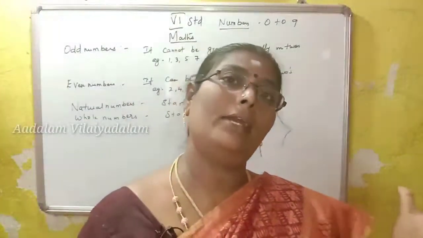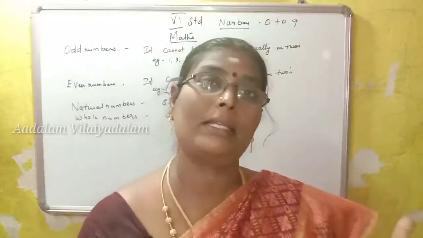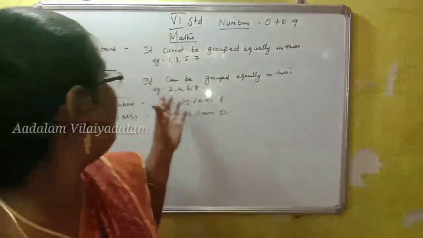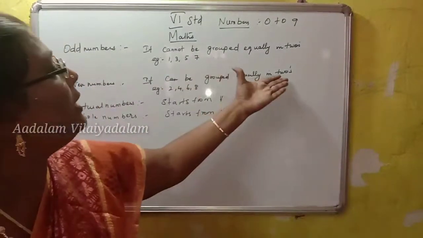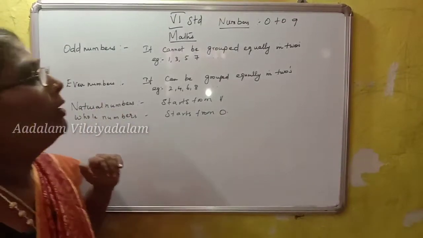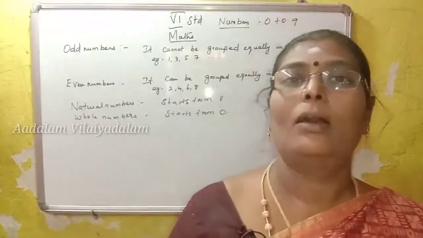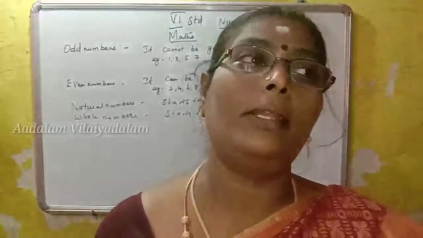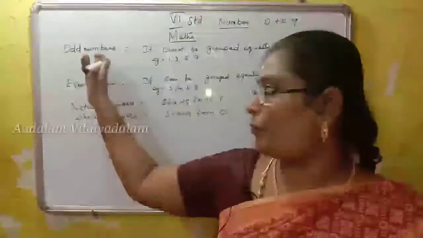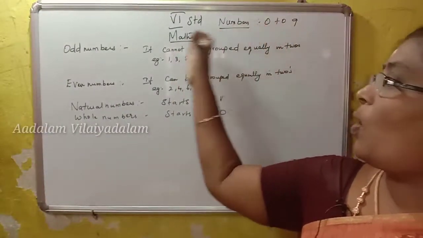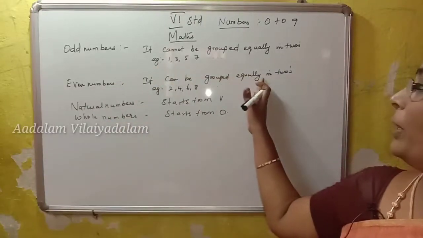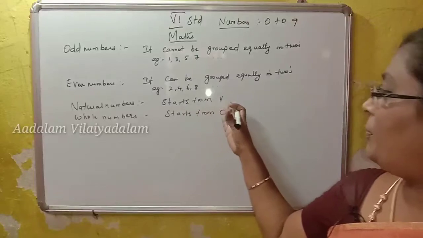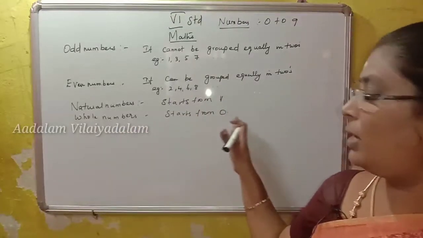In earlier classes you have studied the 2 table, 5 table, 10 table. So in this they will be grouped. Even numbers are grouped in twos: 2, 4, 6, 8. Okay, grouped equally in twos, so that is known as even numbers. Okay children, so in numbers, 0 to 9 are the digits, and in that we can frame larger or smaller numbers. And you have the combinations of odd and even numbers in 0 to 9. An odd number cannot be grouped equally in twos. An even number can be grouped equally. Natural numbers start from 1. Whole numbers start from 0.